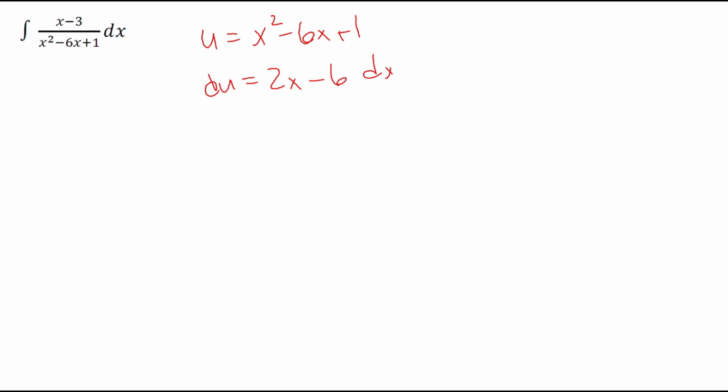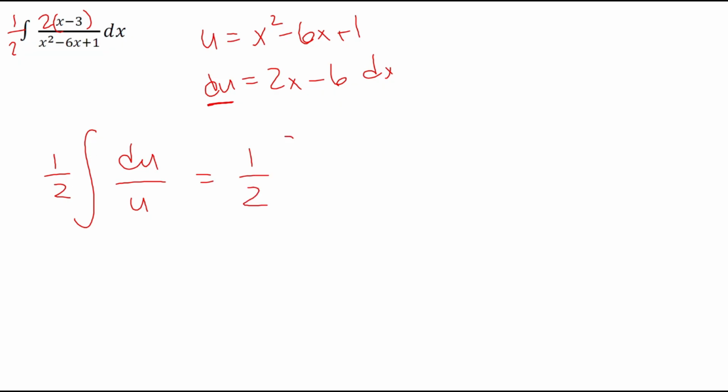Well, I don't have a 2x minus 6. All I have up there is an x minus 3. But we might note that if I multiplied x minus 3 by 2, we would have 2x minus 6 dx. So I can do that as long as I put a 1/2 out in the front of my integral. So we're going to say this is 1/2 of the integral of 2x minus 6 dx, which is du, over u. And this is an integral that we should know.